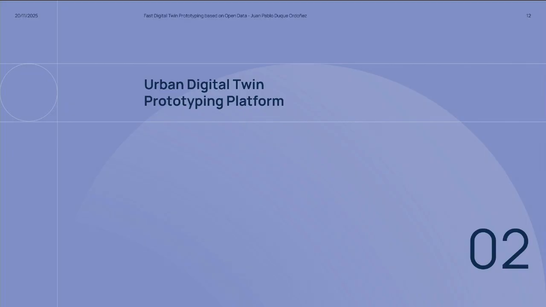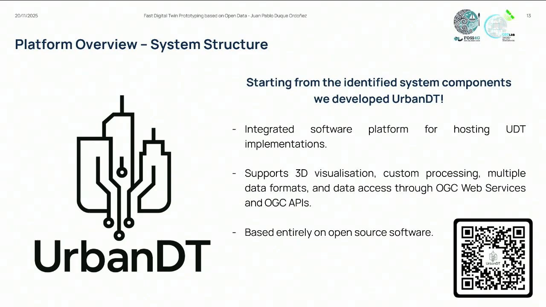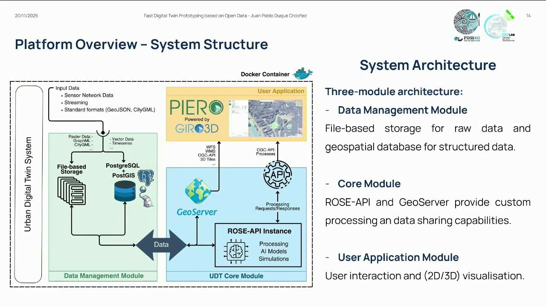Now moving on to the actual platform, the software we use to create the urban digital twins. We proposed this platform called UrbanDT. The name was actually chosen two days ago. You can visit the GitHub, it's already public. UrbanDT is an integrated software platform for hosting and creating urban digital twin implementations. It supports 3D visualization, custom processing, data formats, OGC standards and OGC APIs, and it's based entirely on open source software. A little bit of the system architecture that we created for this platform.